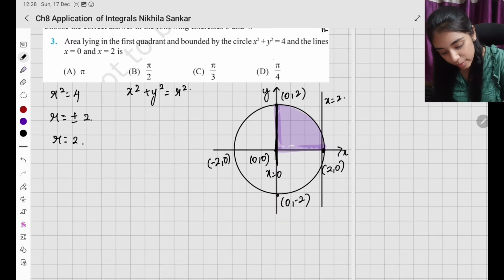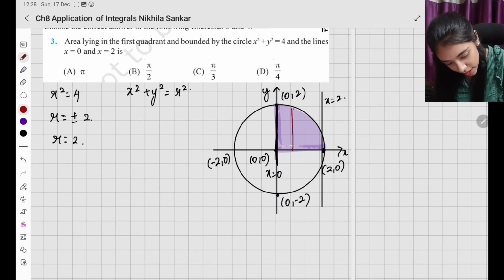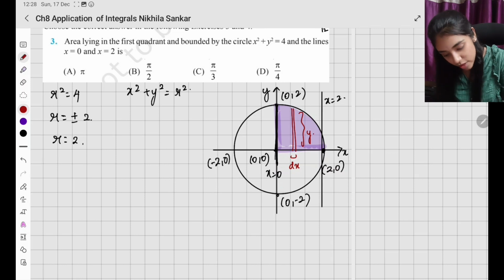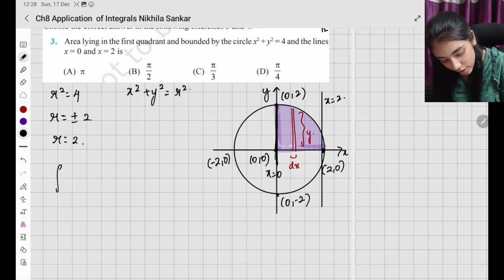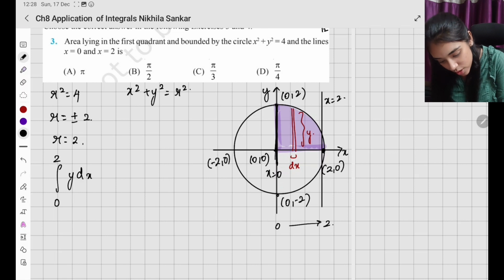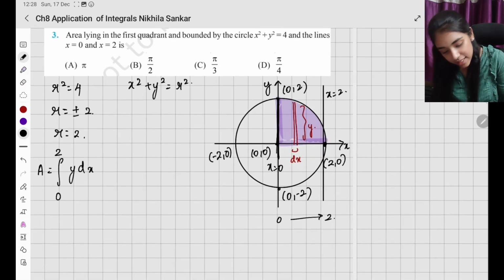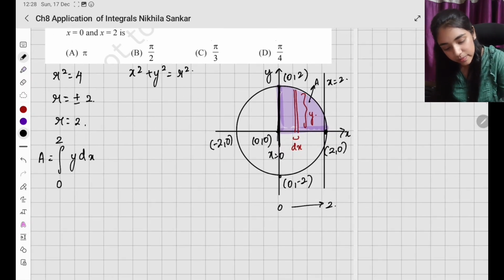So I'm going to take a thin strip. This is going to be dx. And this is going to be y. So, the area of the rectangle is y times dx. So, I have the integral where x travels from 0 to 2 here. Do you see? So, 0 to 2 of y dx. So, this is going to be the area that I want. So, this is the area A, the shaded region.